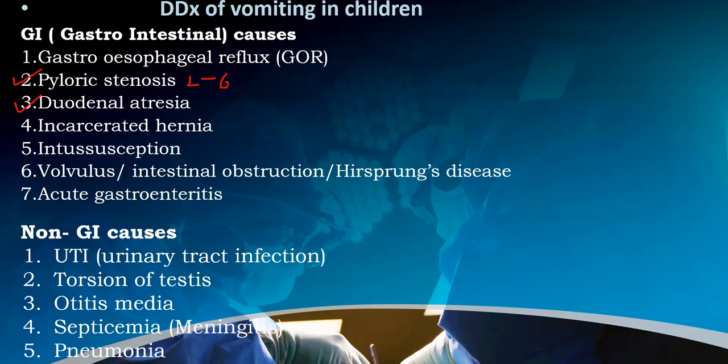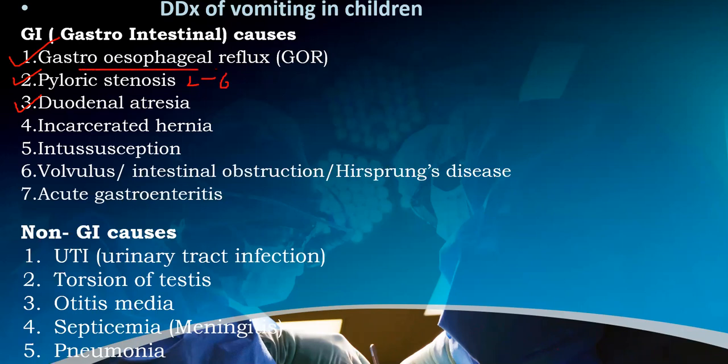For duodenal atresia, children present with vomiting just after birth. So soon after the birth, if the child starts vomiting, that's duodenal atresia. Gastroesophageal reflux can happen anytime, and they can have vomiting, sometimes even projectile vomiting, but they will not lose body weight. They will thrive well and grow well. So that's important for gastroesophageal reflux.